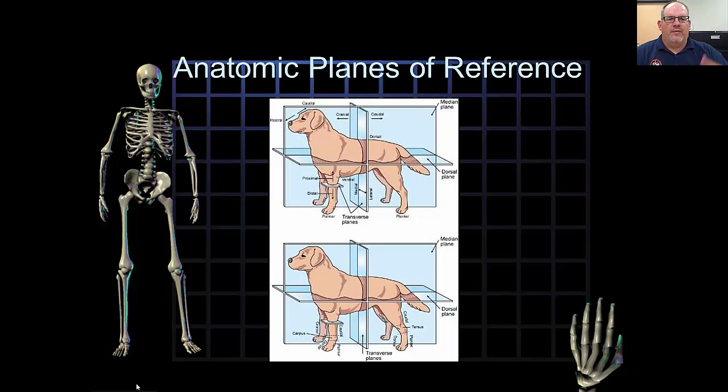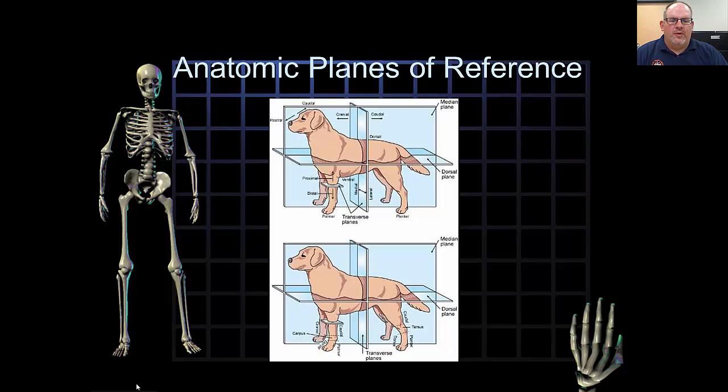Off to the side, if we want to go a little bit to the right, we can have a right sagittal plane, which instead of going through the midline, goes through the right half of the body and splits that right half into two. Or we could have a left sagittal plane, and that would split just the left half of the body. So there's a difference between sagittal and mid-sagittal there.